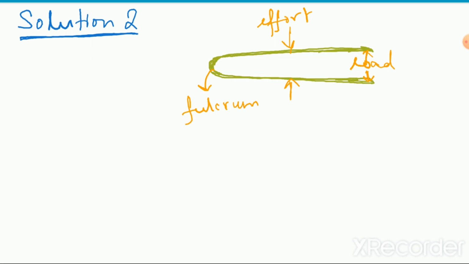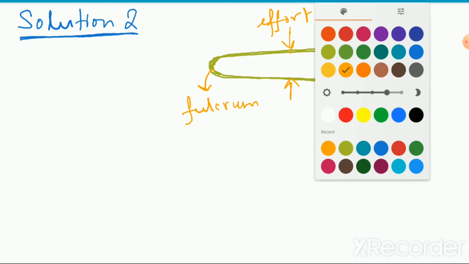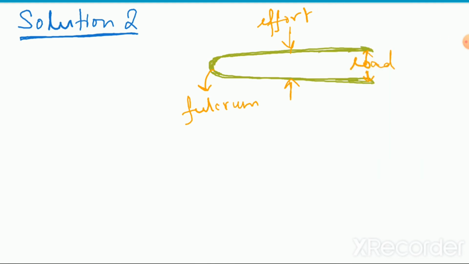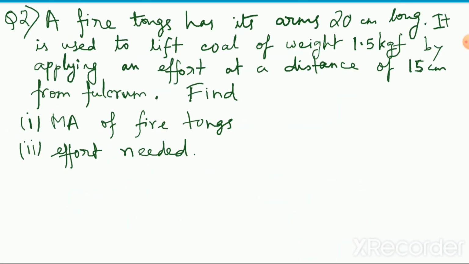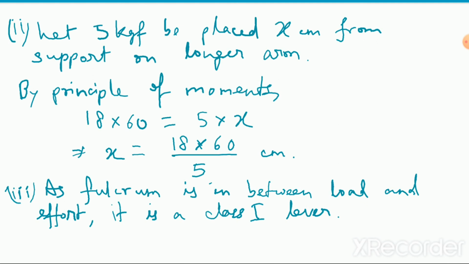Now the length of the fire tongue has been given as 20 centimeters, so the overall length is 20 centimeters. Now the load has been given as a weight of 1.5 kg, that is the weight of the coal, applying an effort at a distance of 15 centimeters from the fulcrum.